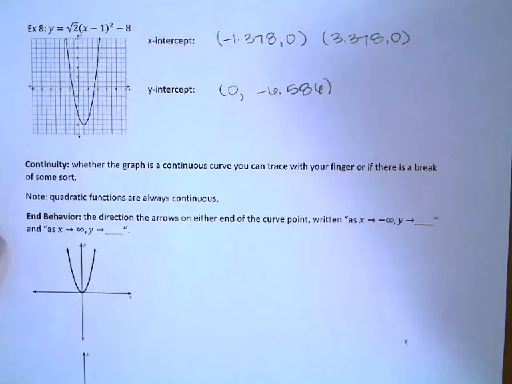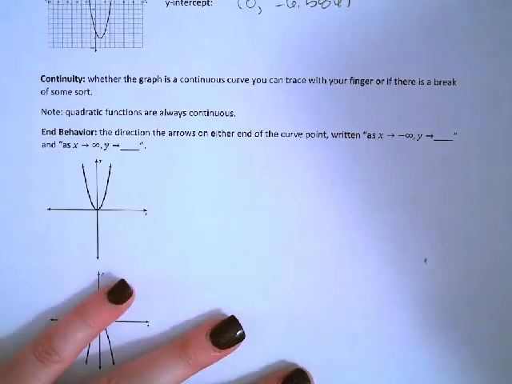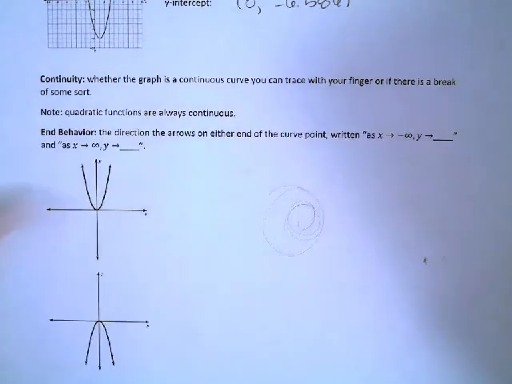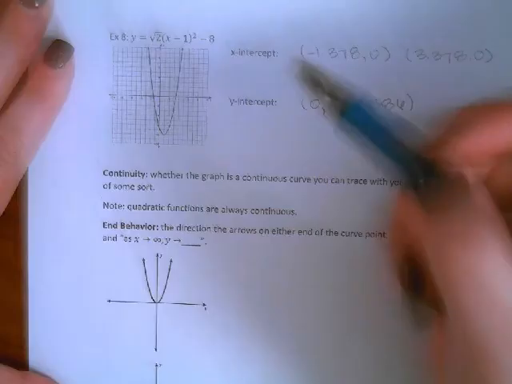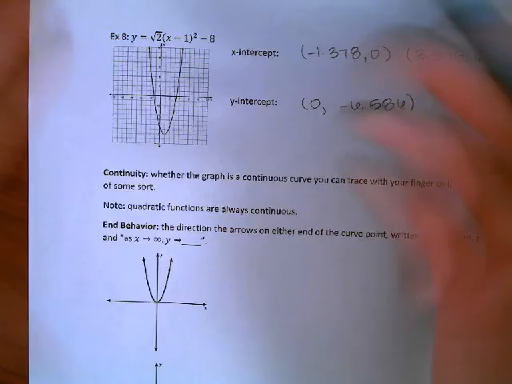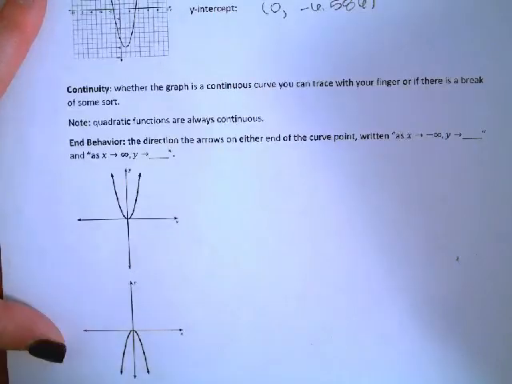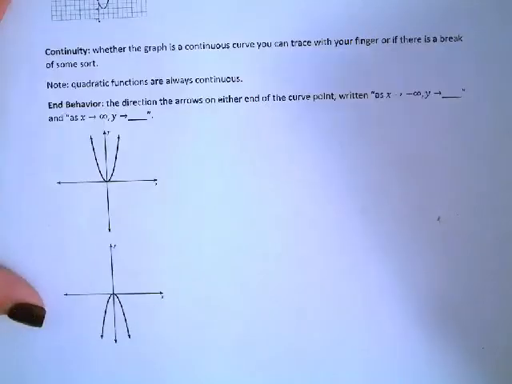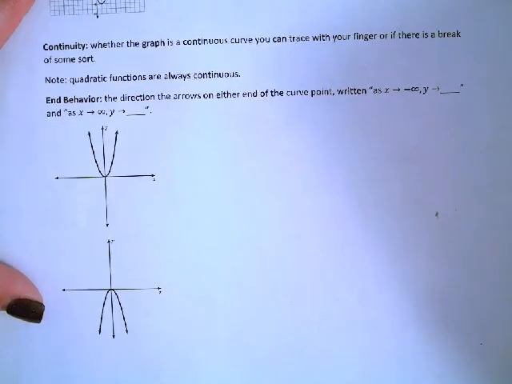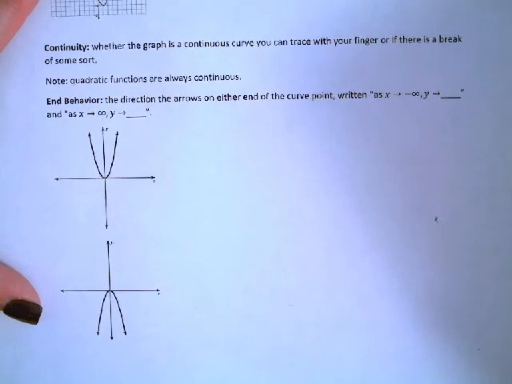All right, so continuity, you can trace your finger with it without picking up your finger. And that's the same thing of this. It's a U-shaped graph, so I can trace it. It's still pretty standard. We haven't hit any functions yet that are not continuous, so we're not too worried about that. Next, the end behavior. Remember, end behavior just describes the arrows. This is exactly the same as absolute value graphs.